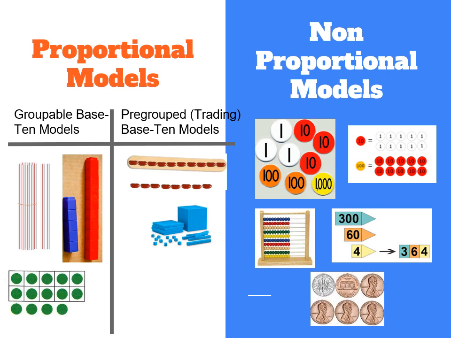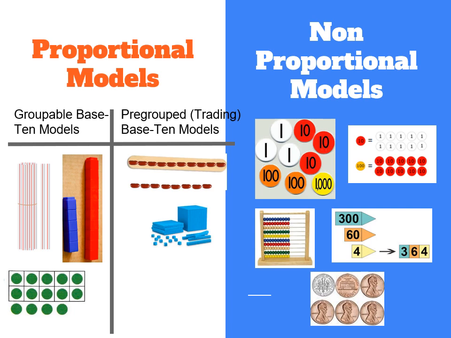Let's also look at this model, these bean sticks. Basically, those are just beans that are glued on a stick. And so you'll notice that when you're looking at one bean versus a stick of 10 beans, the 10 is really 10 times larger than the 1. So those are proportional models. We want to start with proportional models with kids, and then we move to non-proportional models, okay?